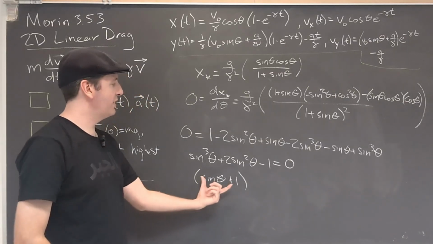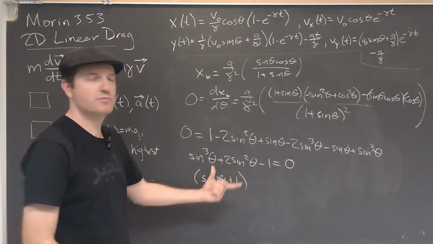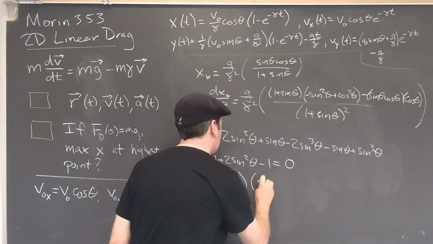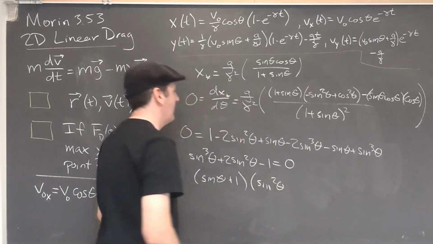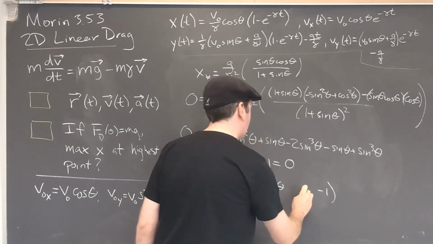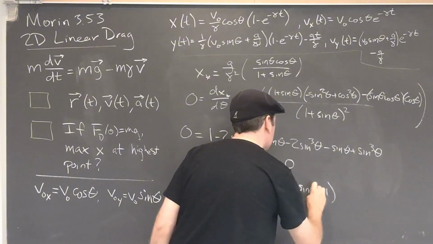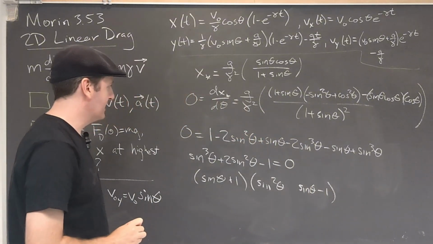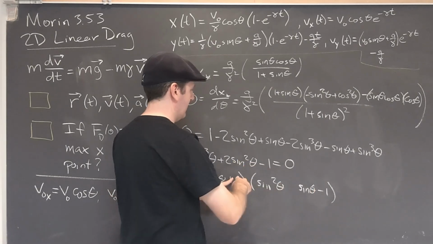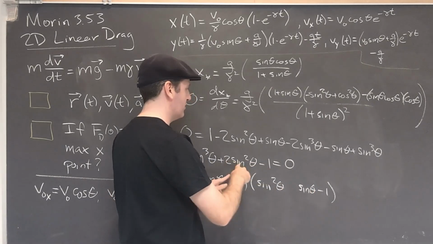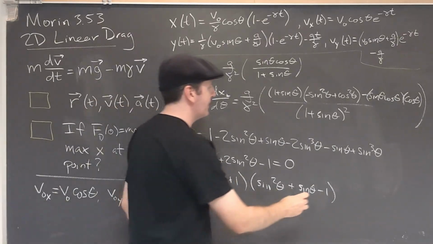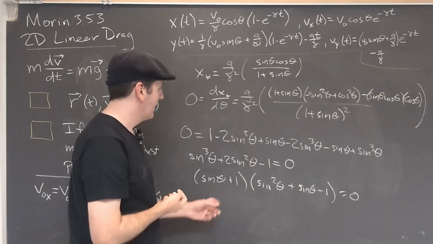So if I do sine theta plus 1, that factors into this pretty nicely. And what will we be left with? We'll be left with a sine squared. The constant term will have to be a minus 1. And then for the sine theta coefficient, what will we need? Let's see, I'm going to need a sine squared from this and a sine squared from this adding to a 2. So that's actually pretty easy. Now this whole thing is set equal to 0.